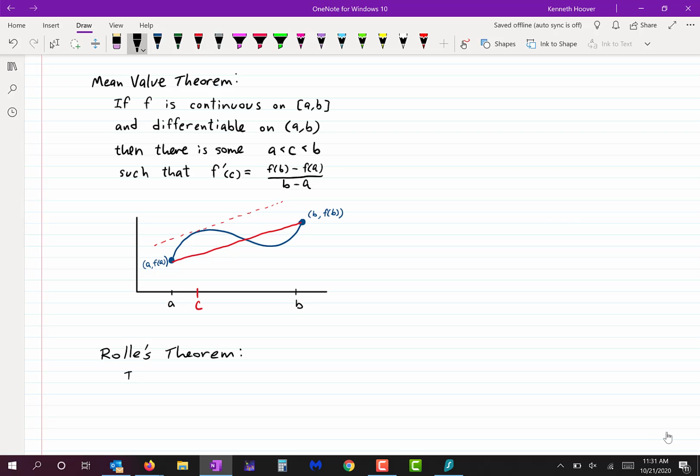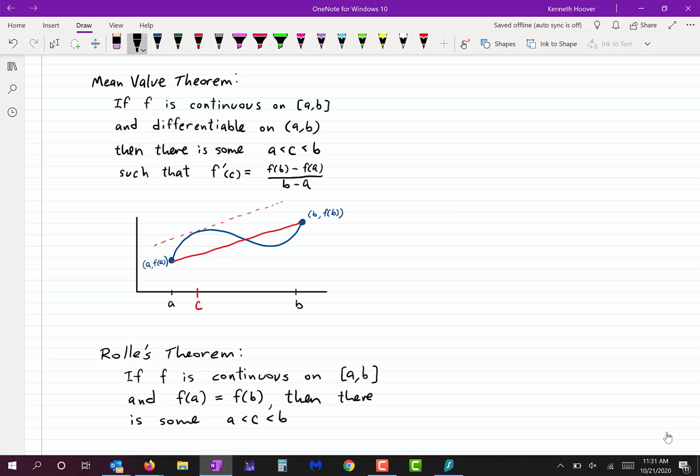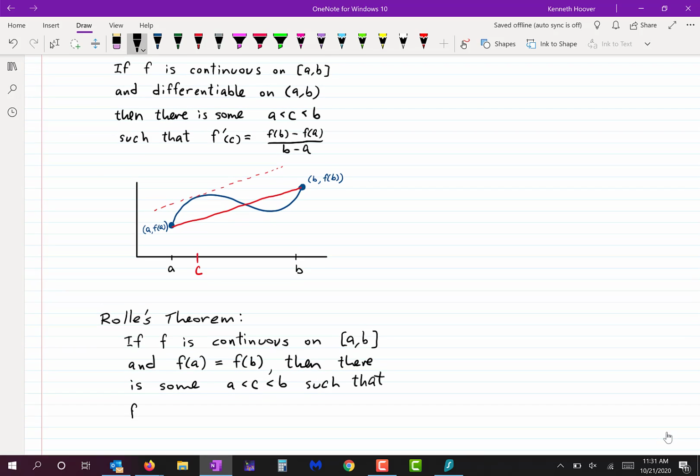Okay, it says if f is continuous on the closed interval from a to b, and f of a equals f of b, then there is some c between a and b such that f prime of c equals 0. Okay, let's prove that. That's easy to prove.